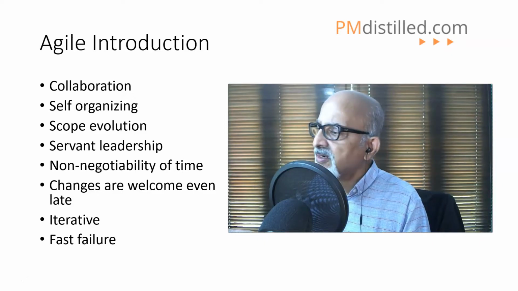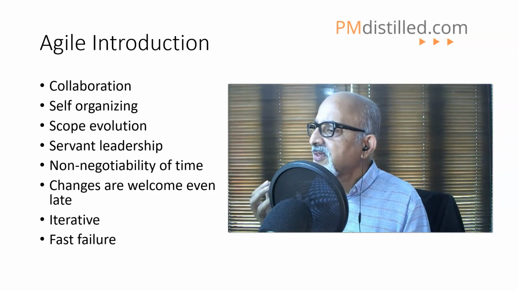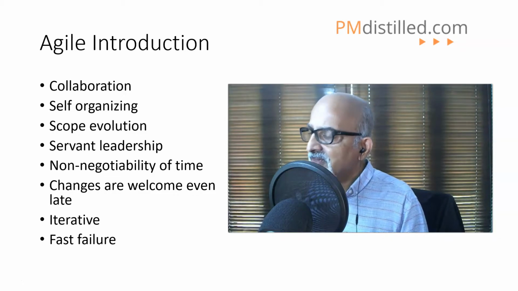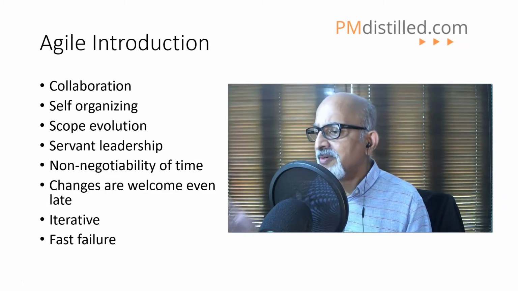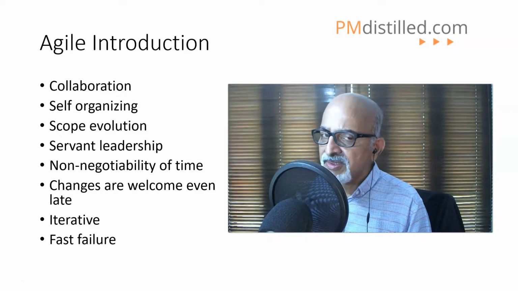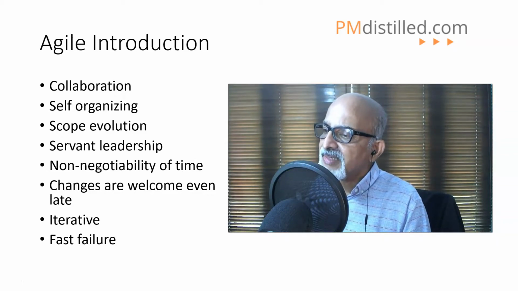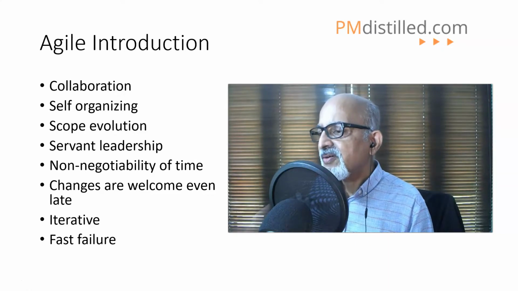And Agile revolves around a highly collaborative team, self-organizing team, scope evolution, non-negotiability of time, and welcoming changes even late in the project, iterative in nature, and the organization should support fast failures. With this, I welcome you to iteration 7, 8, and 9.